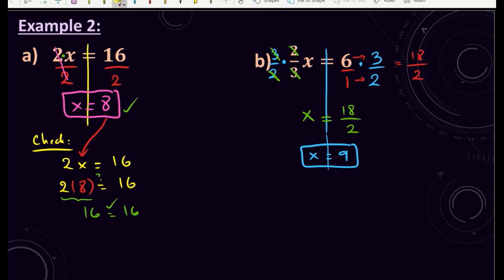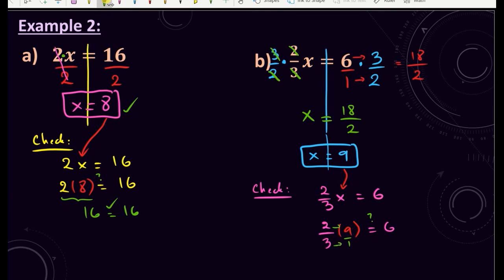Alright, so now let's say we don't know that. We're going to check the answer. 2/3 x equal to 6. We know that x is 9. We're going to plug it in. That will be 2/3 times 9 equal to 6. Is that true?